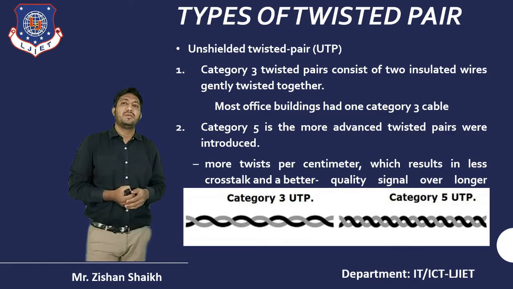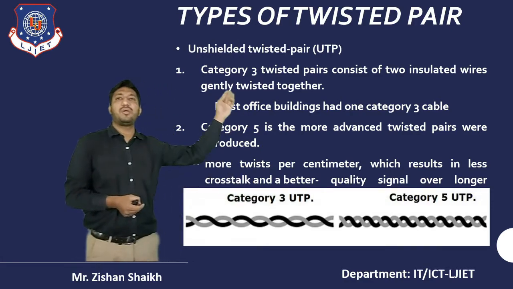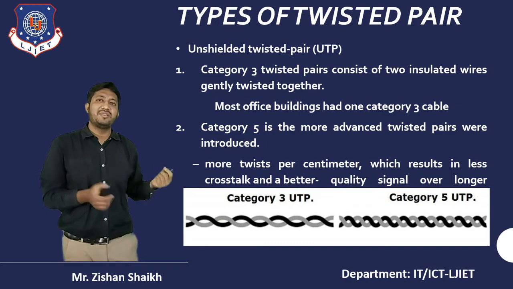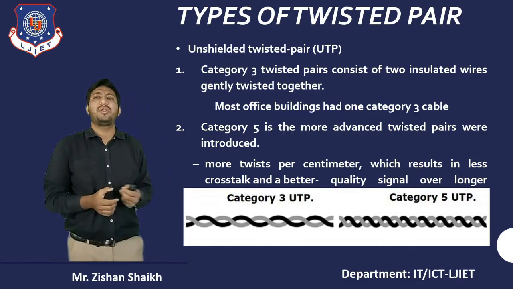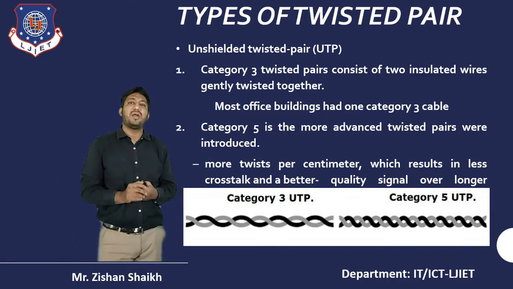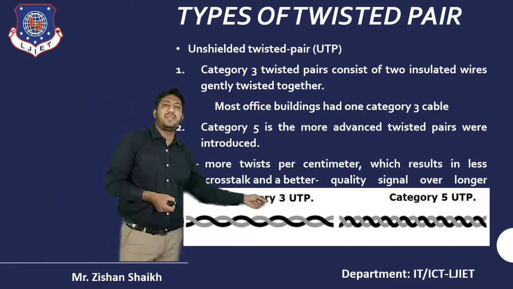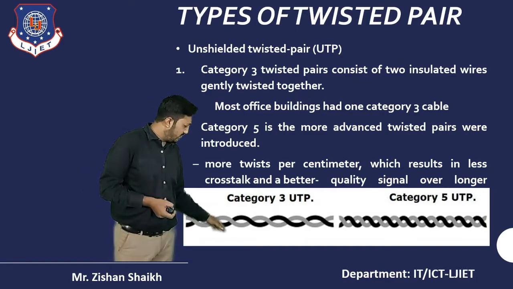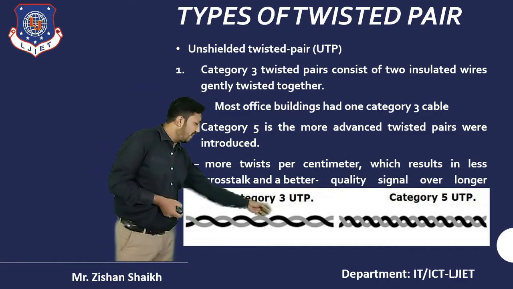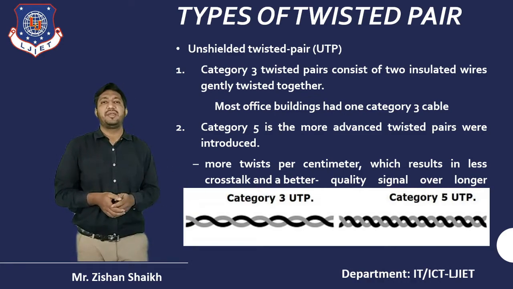Unshielded twisted pair is divided into two parts, category 3 and category 5. You can see both these types in this figure, category 3 UTP and category 5 UTP. Category 3 is the simple, commonly used twisted pair, and it is used mostly in offices where this cabling is used. Category 5 is a more advanced twisted pair, because category 5 UTP has more twists per centimeter. Category 3 has fewer, while category 5 has more. So when we want good quality from twisted pair, we can use category 5 cable.